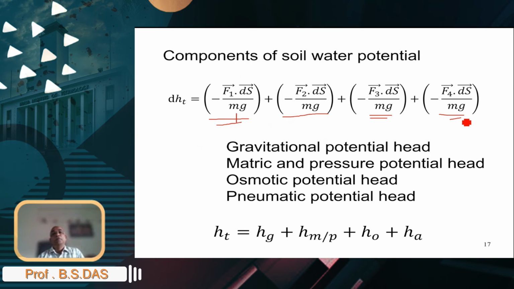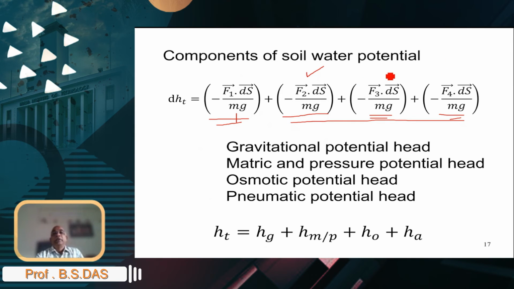So these are the four components of the soil water potential head. We talk about the gravitational potential head because of the gravitational field. And these three are basically because of contact, contact between water and water, and water and soil. When the contact is between water and water, we call it a pressure potential. When the contact is between the water and the soil, we call it a matric potential head.